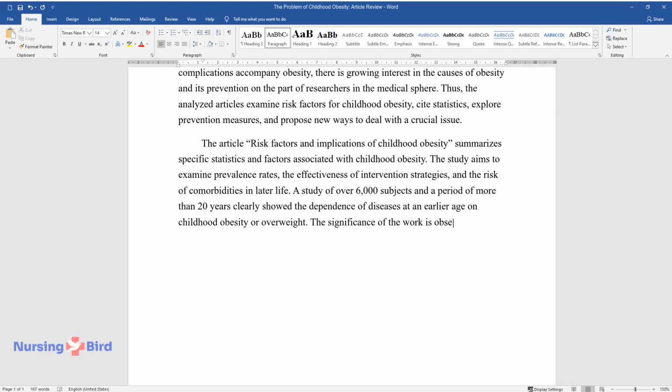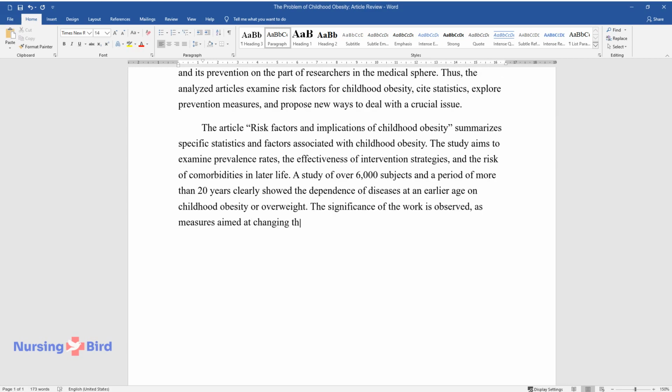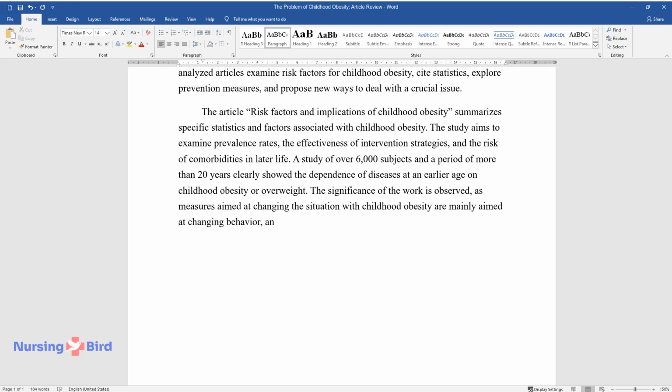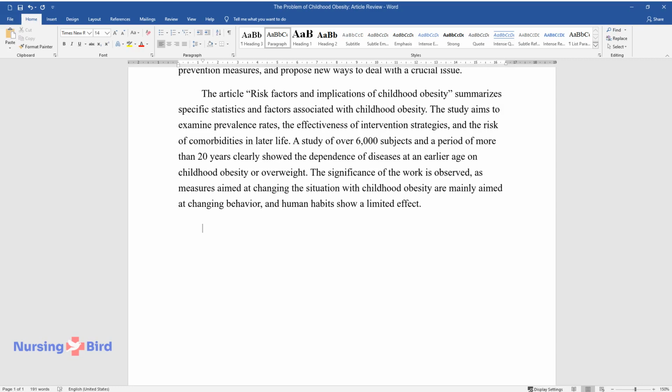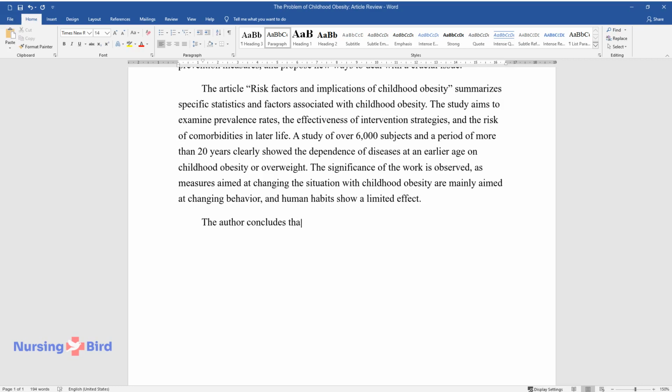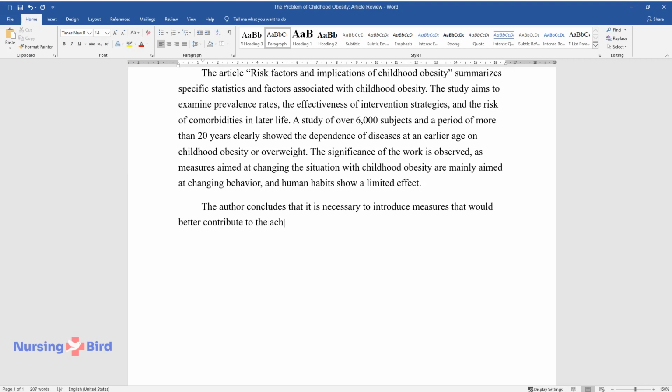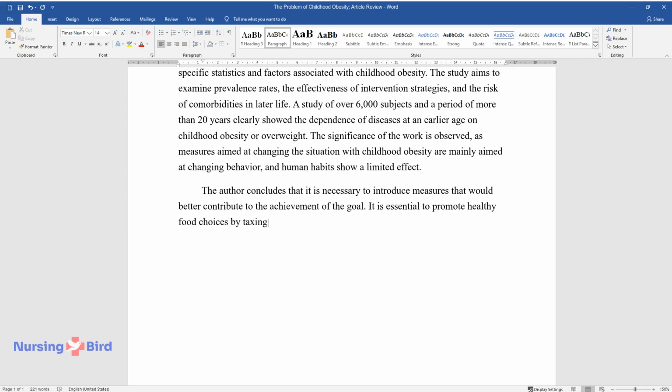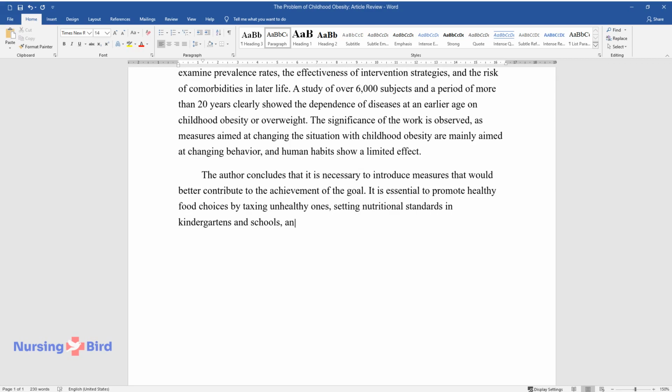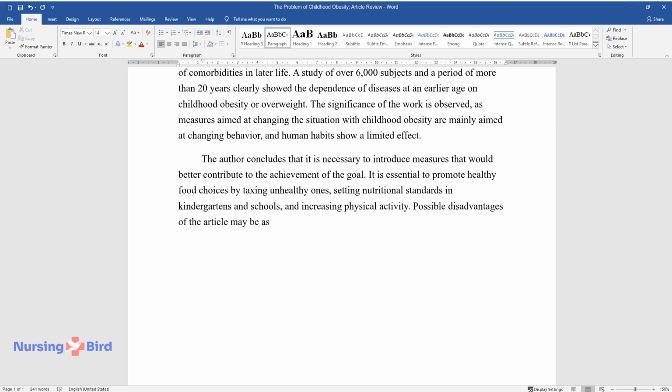The significance of the work is observed, as measures aimed at changing the situation with childhood obesity are mainly aimed at changing behavior, and human habits show a limited effect. The author concludes that it is necessary to introduce measures that would better contribute to the achievement of the goal. It is essential to promote healthy food choices by taxing unhealthy ones, setting nutritional standards in kindergartens and schools, and increasing physical activity.